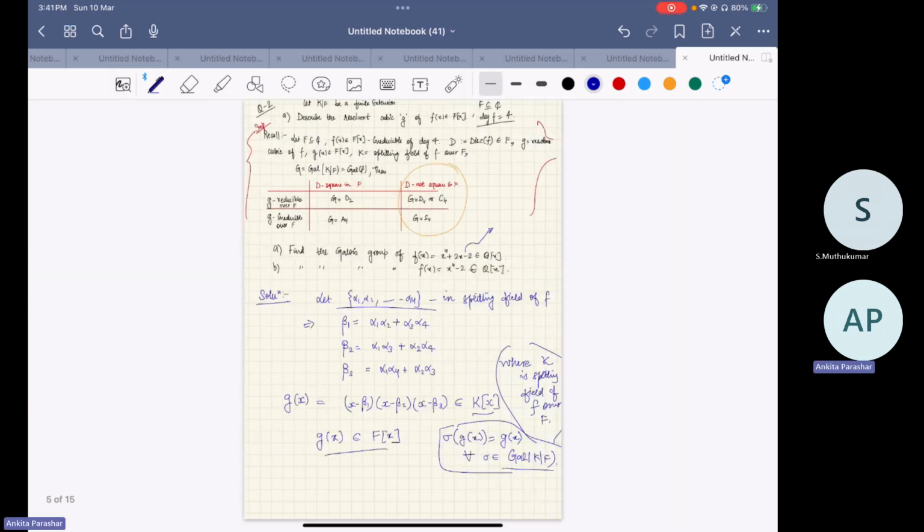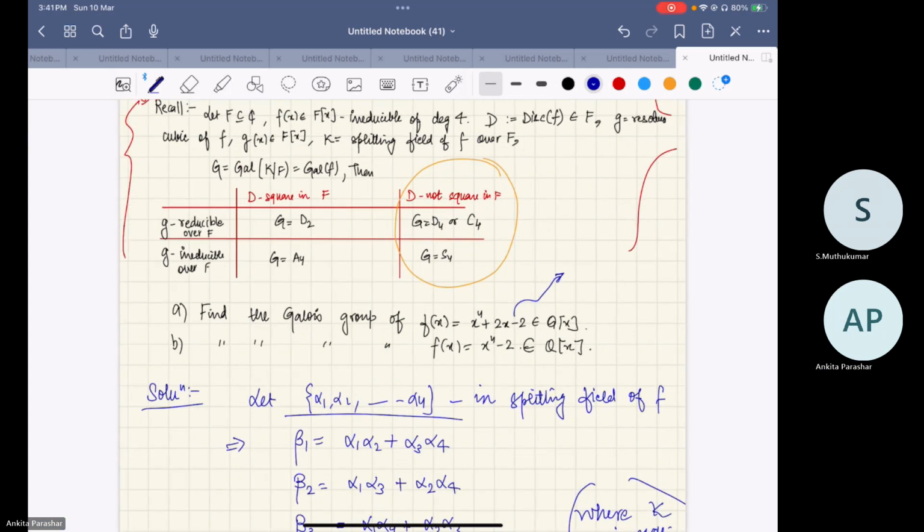And therefore you can quickly say what the group is. This is irreducible, so S4 is the only possibility. Yeah, for this S4 is the only possible one.